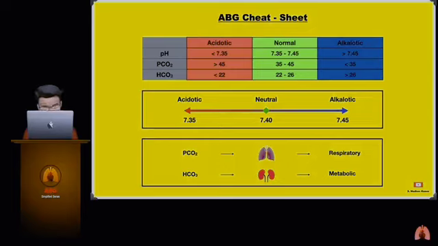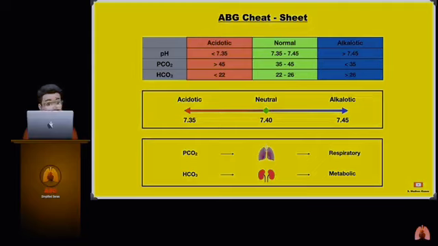Note that here PCO2 is intentionally inverted for the purpose of the tic-tac-toe method. As you can see, the range of 7.35 to 7.45 for pH is considered normal. Less than 7.35 is considered acidotic. Greater than 7.45 is alkalotic. For PCO2, the normal range is 35 to 45. Less than 35 is considered alkalotic and greater than 45 is considered acidotic.